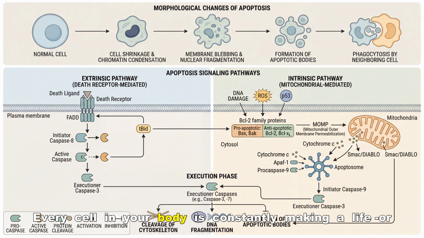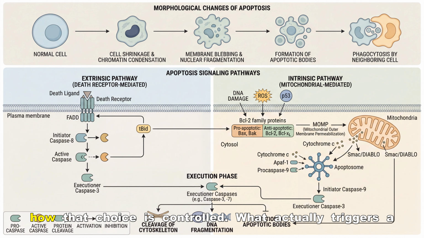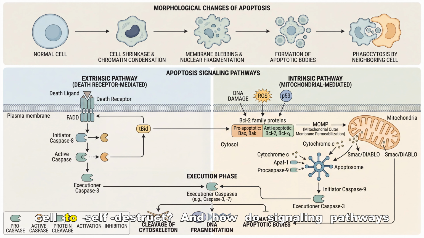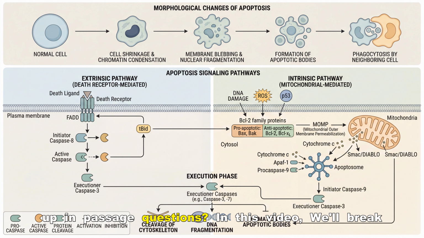Every cell in your body is constantly making a life or death decision, and for the MCAT, you need to know exactly how that choice is controlled. What actually triggers a cell to self-destruct? And how do signaling pathways like intrinsic and extrinsic apoptosis show up in passage questions?